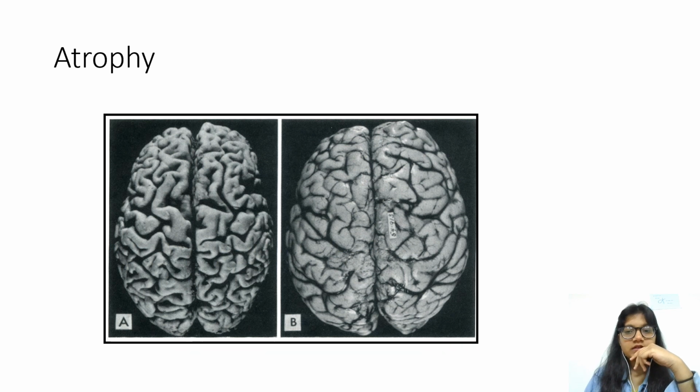So here we can see the atrophy of the brain. The first one is the atrophic brain and the second one is the normal brain. Here we can see the reduction in the size of the organ. Here we can also see the meninges have been stripped. So the size has been reduced, and here is the normal brain.